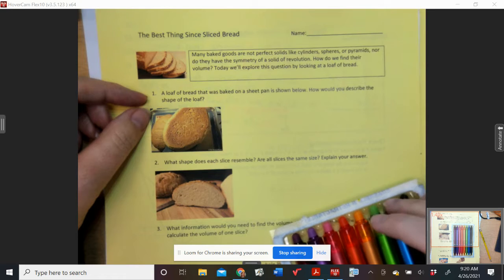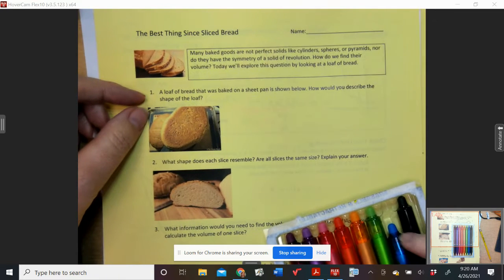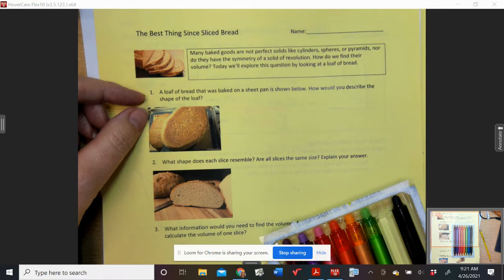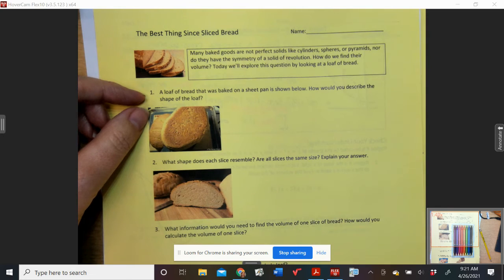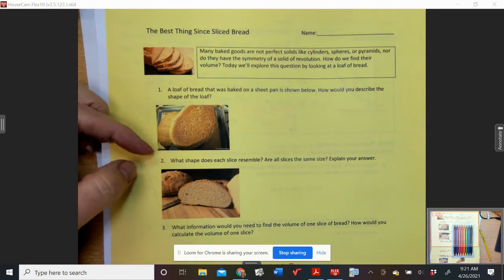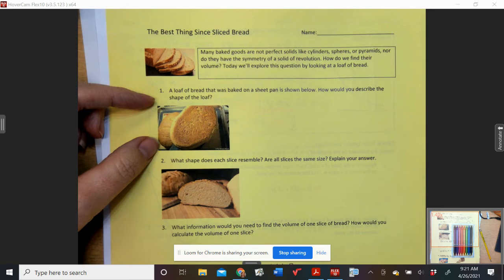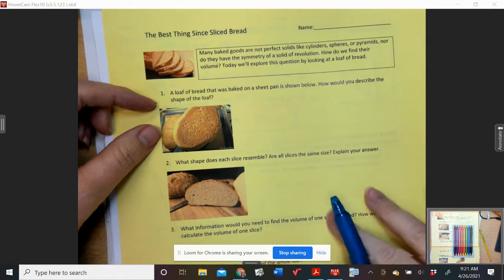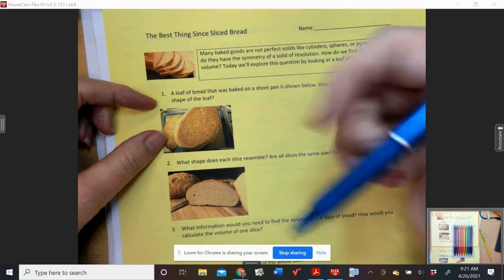A loaf of bread was baked on a sheet pan below. How would you describe the shape of the loaf? And what does each shape of each slice resemble? And are all slices the same size? So let's just start here with the loaf of bread that was baked on a sheet pan.